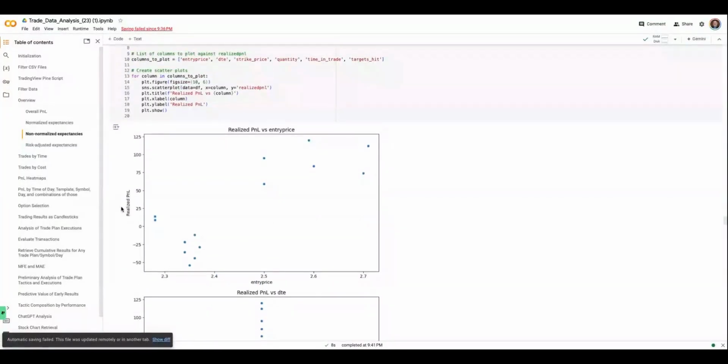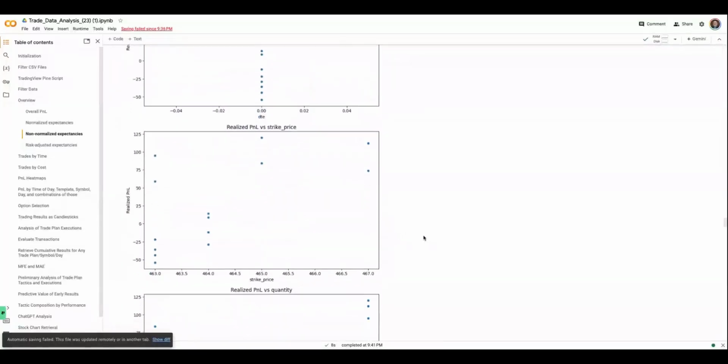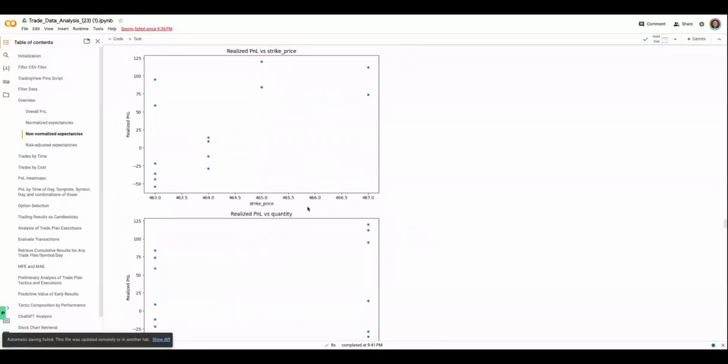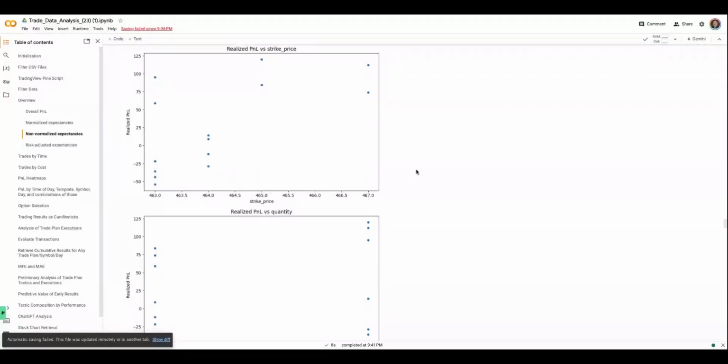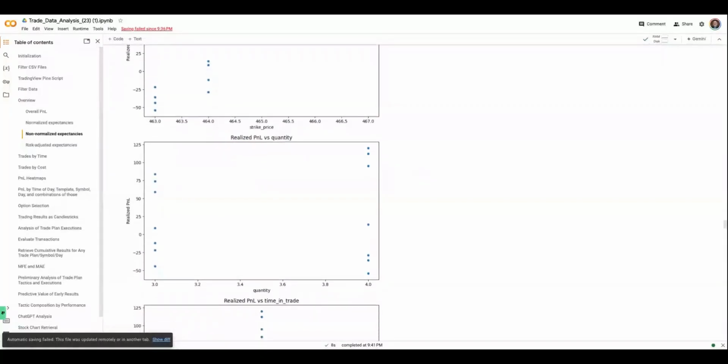This is P&L versus entry price. Kind of interesting to see that these higher priced options were the profitable ones, and these lower priced options, maybe it's pure coincidence here. This is by strike price. So, there are some things you can really get something out of and other things you can't.